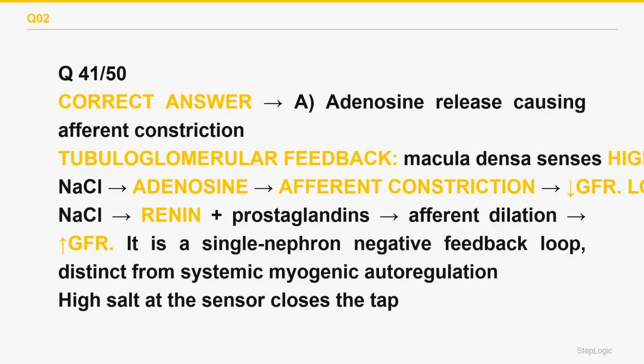The system also explains a drug effect worth connecting. Loop diuretics block the sodium-potassium-2-chloride cotransporter in the macula densa itself, so the sensor perceives falsely low delivery and renin release rises, contributing to the reactive activation seen with chronic loop diuretic therapy.